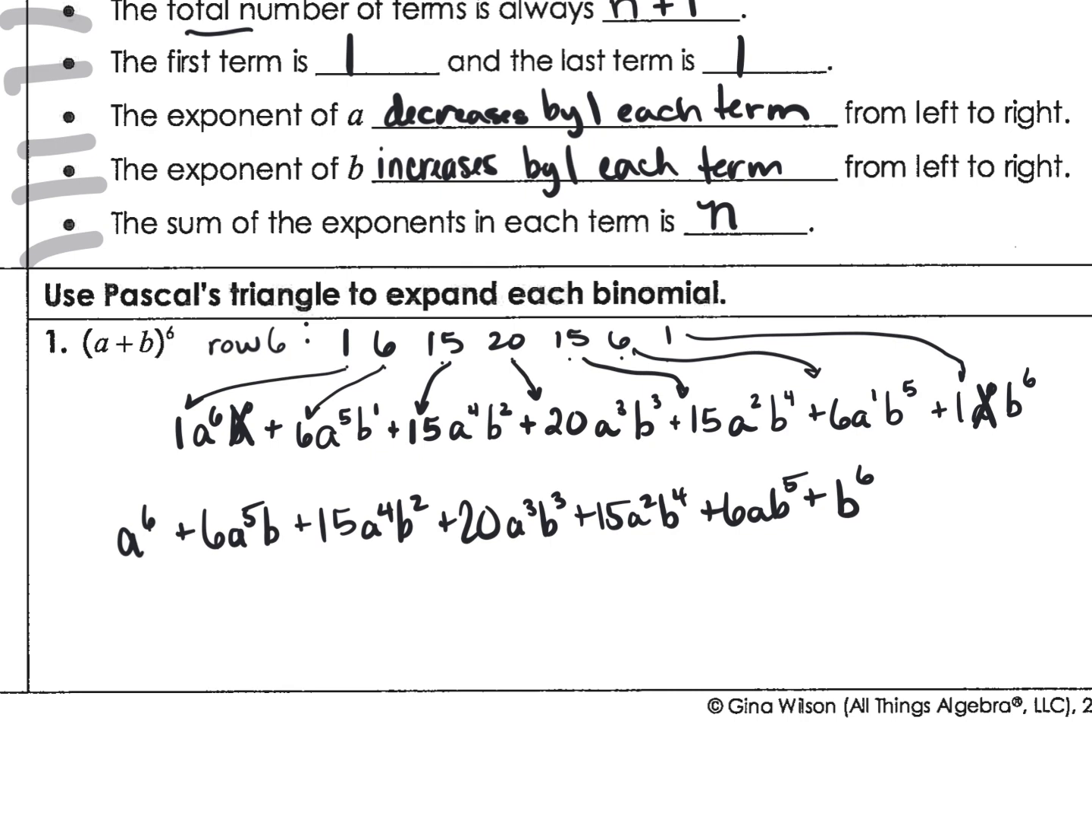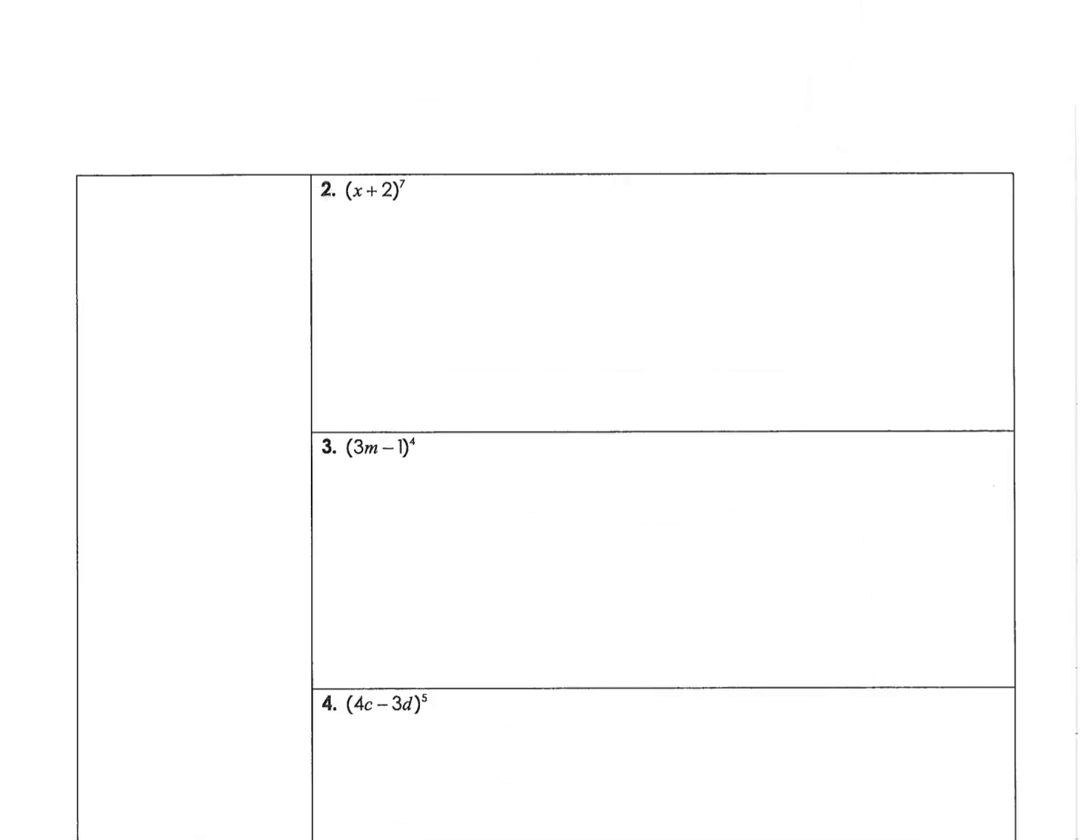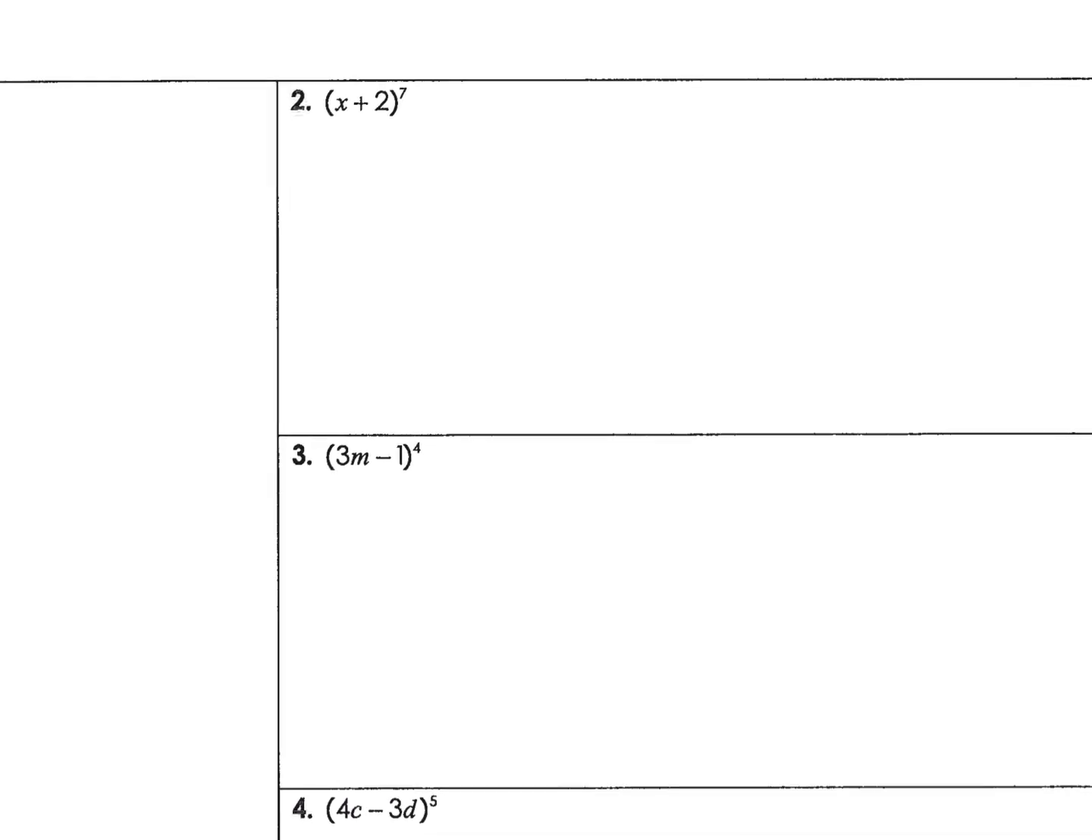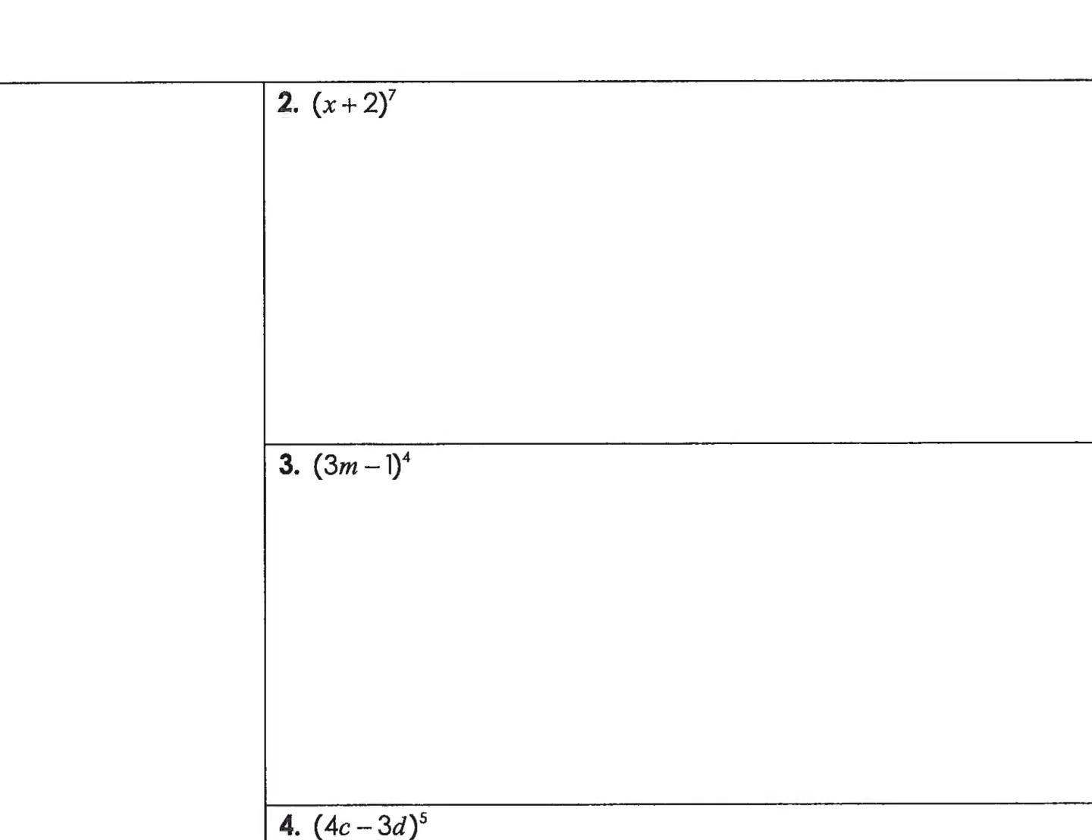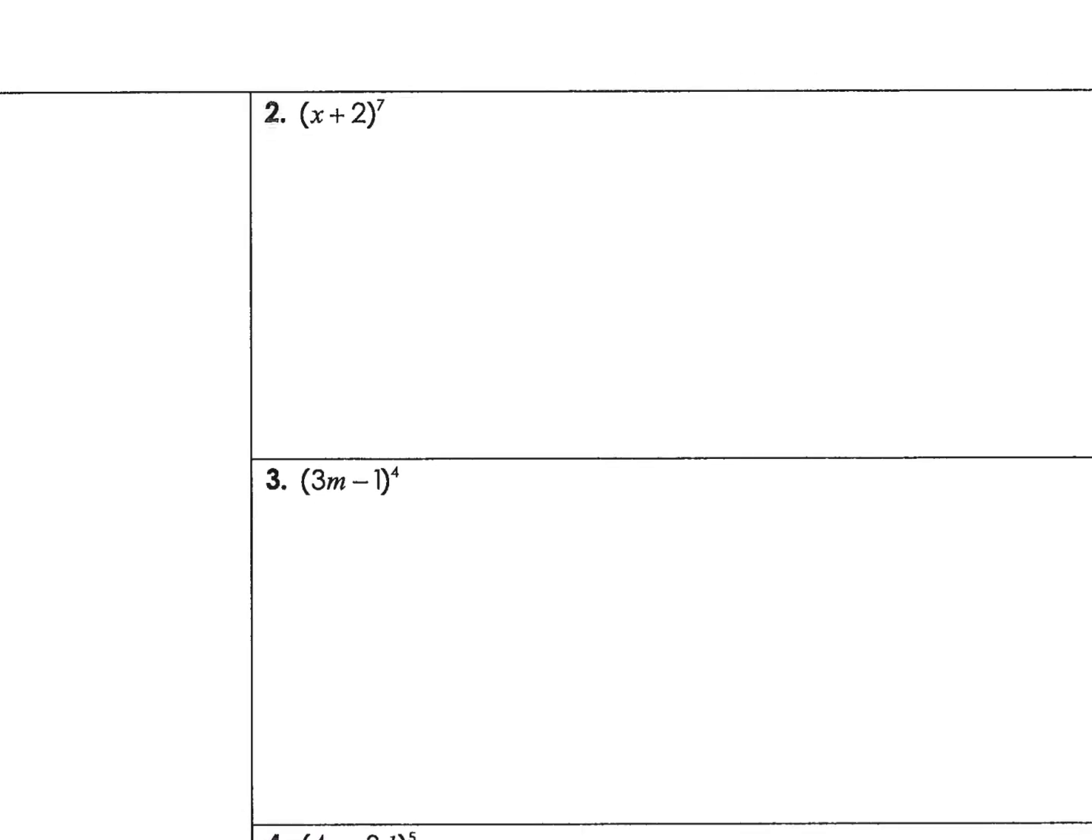Now, let's try one more together. Make sure you've got the pattern. And then I'm going to make you try one on your own. So step 1, tell me what row do you need of Pascal's triangle. What row do you need in this guy? 7th. So find the 7th row. You've got it up to the 6th row, don't you?